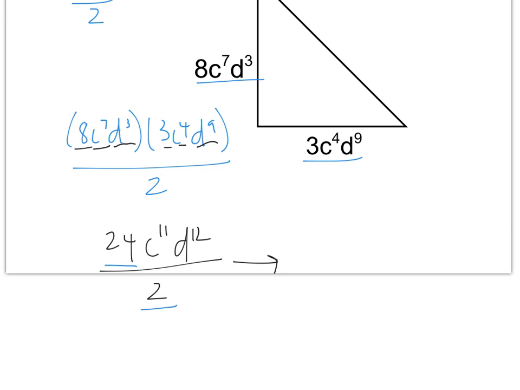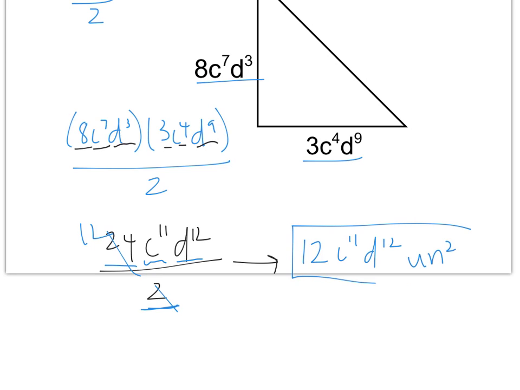Yes, we are allowed to combine the 24 and the 2 because those are numbers. This 2 doesn't have a variable, so I'm not allowed to cut the c to the 11th or d to the 12th in half right now. We will look at taking the square root of variables at a later date, but right now we can't do anything with the variables in that division by 2. So I'm left with 12, c to the 11th, d to the 12th. And this would be units squared because we are figuring out the area. Since we don't know what units they're in, we'll label it units squared.